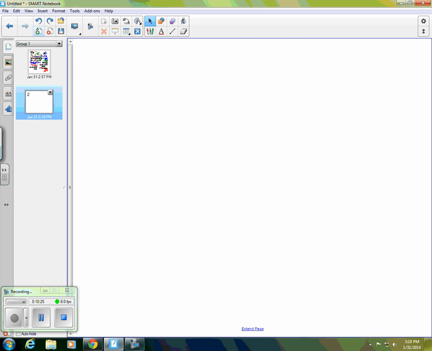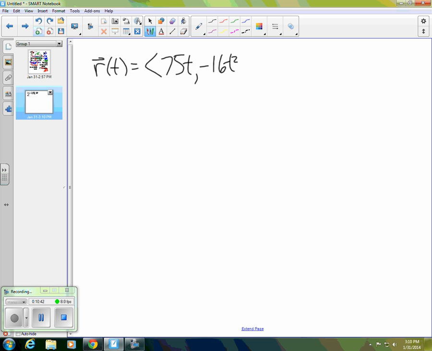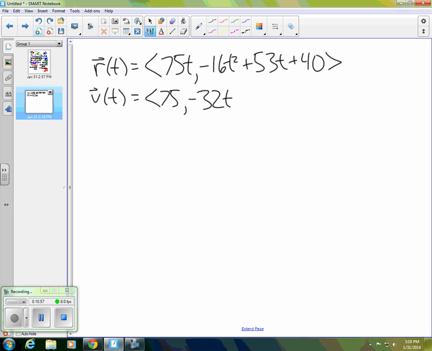So the next question I have is, what is the maximum height? Let me put back in the R of t and V of t vectors. So again, R of t was 75t and negative 16t squared plus 53t plus 40. And the V of t, again, was 75 and negative 32t plus 53. So the next question we'll ask is, what is the maximum height reached?